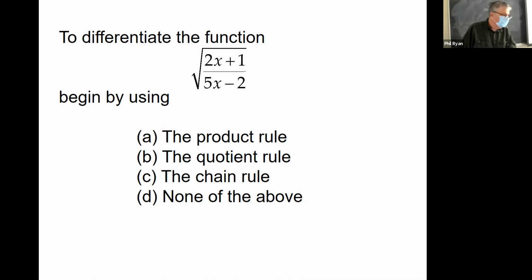Hannah, what about this one here? How would you begin this? Would it be the quotient? No, it'd be the chain rule, because this is on the outside. The quotient is inside, so that's going to be done after. So you're going to do the chain rule to do the square root, and then you're going to use the quotient rule to differentiate what's in there. Excellent.